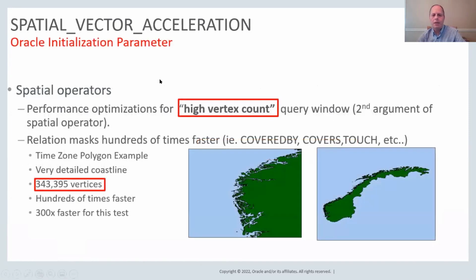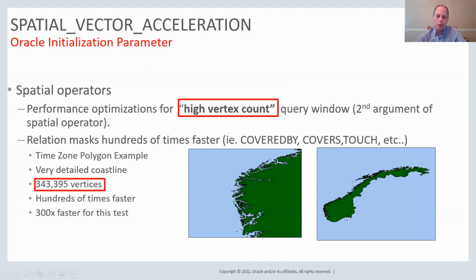A lot of major optimizations with that. So if your query window, remember I told you the template of a spatial operator, the first argument is the column you're searching. The second argument is your query window or your area of interest. With spatial vector acceleration equal to true, we have algorithms that are so much faster. We do major optimizations when the query window is a polygon, especially a high vertex polygon.